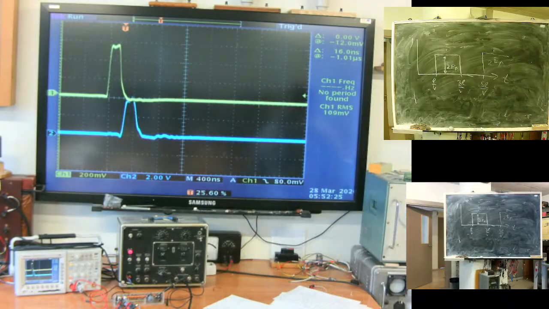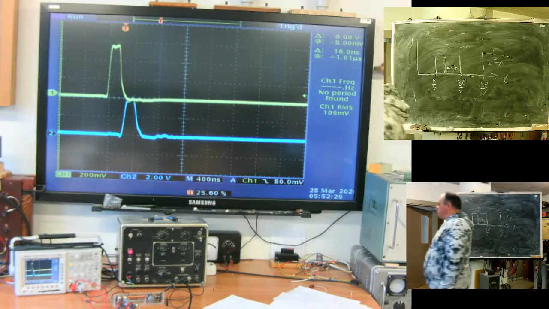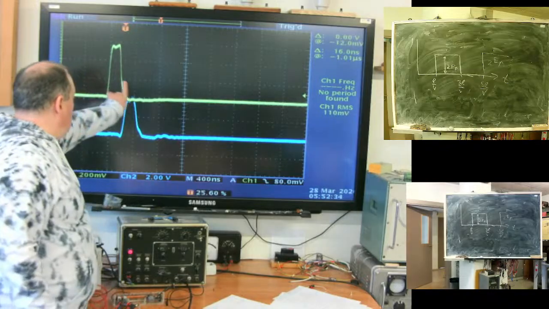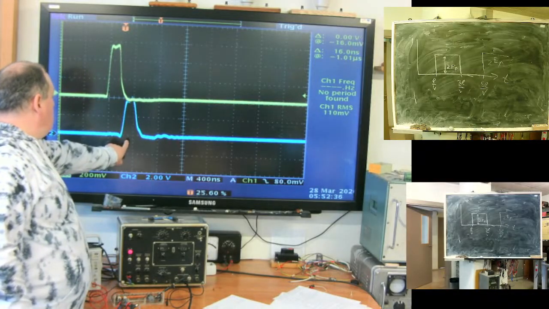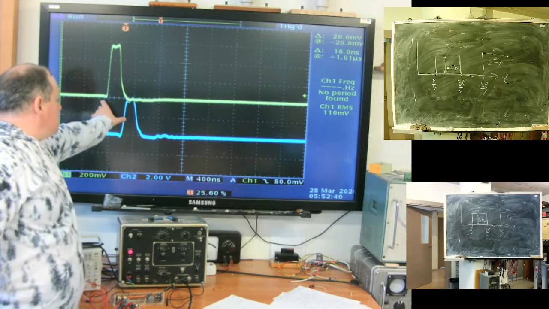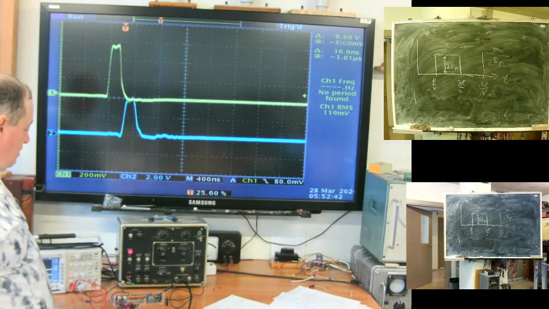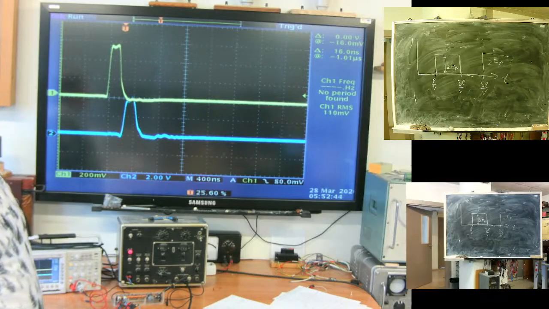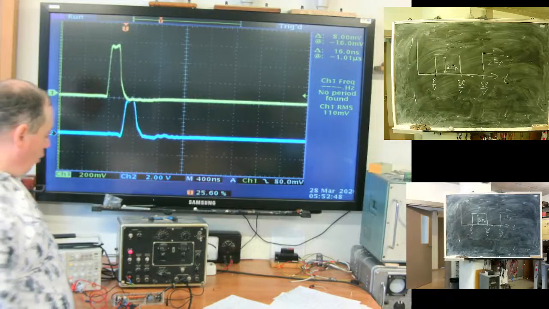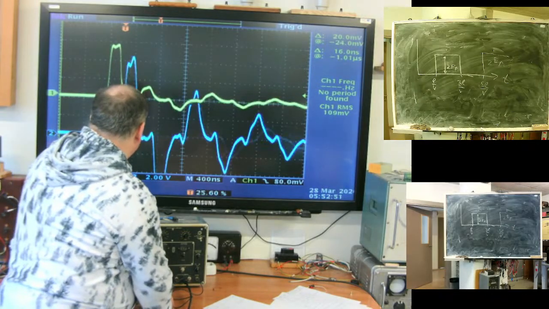The line is loaded with its wave resistance. As you see, no reflection. The wave goes forward, the wave arrives. This is the propagation time. Now, what will happen if I open my line?